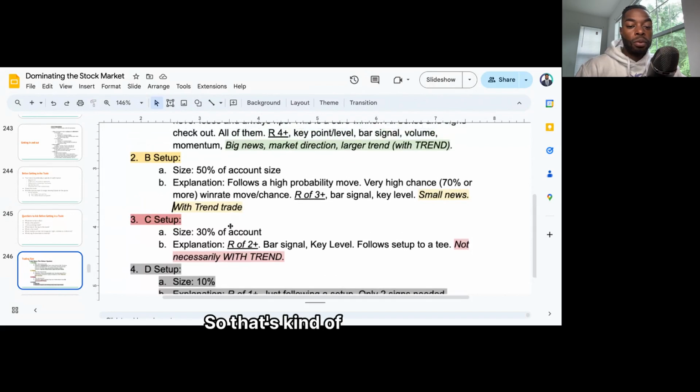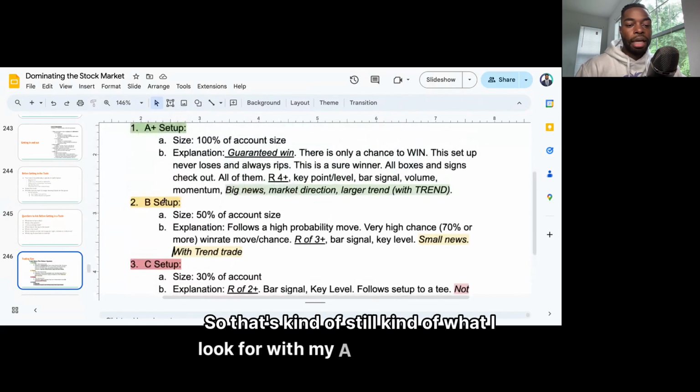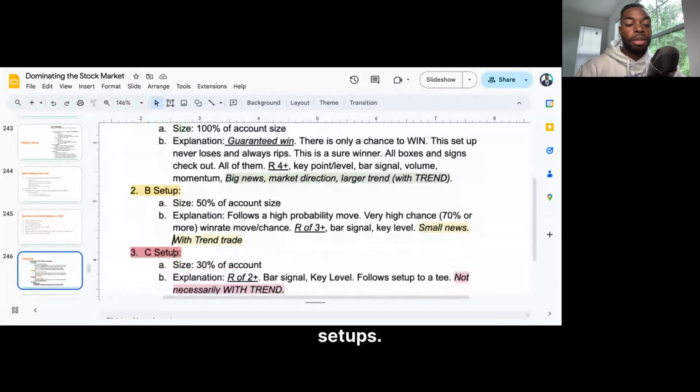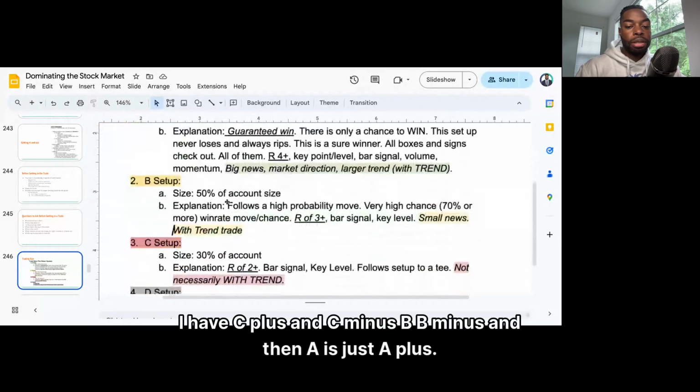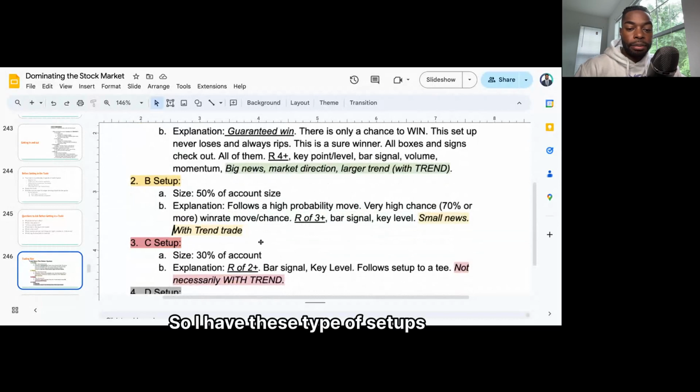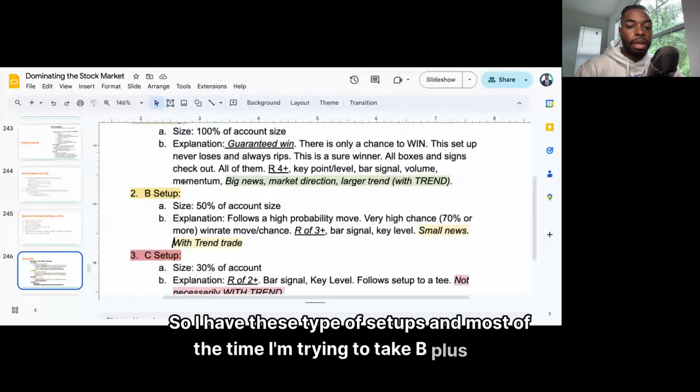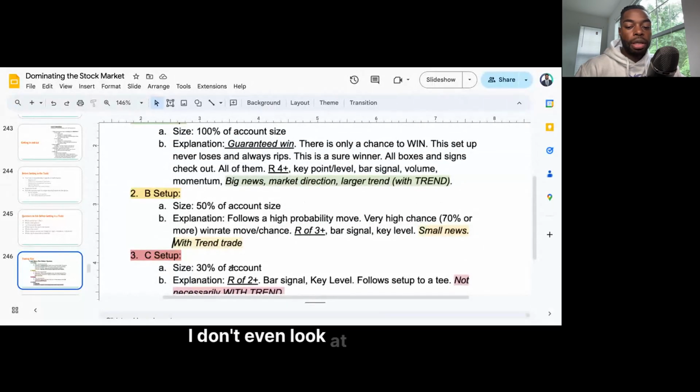So that's still what I look for with my A plus, B plus, and C setups. I have C plus and C minus, B minus, and then A is just A plus. So I have these type of setups, and most of the time I'm trying to take B plus to A plus setups. I don't even look at C setups anymore.